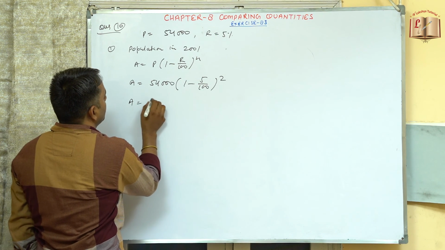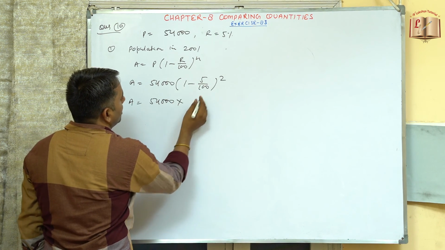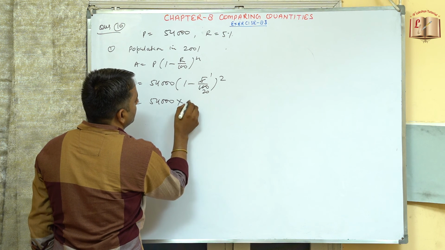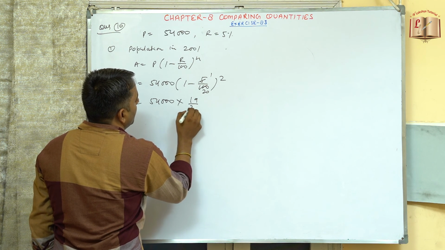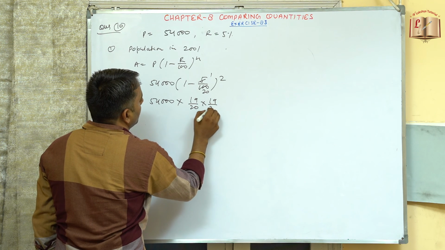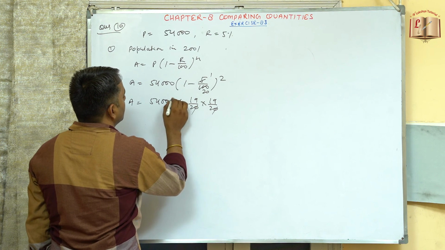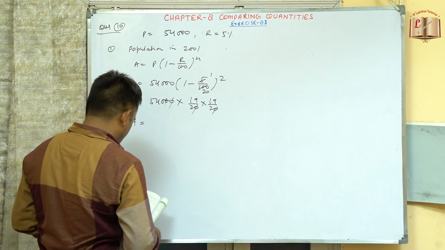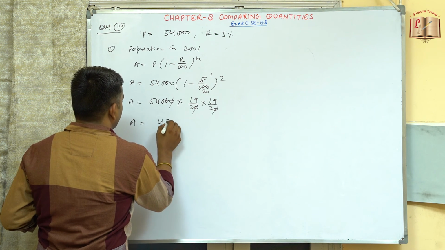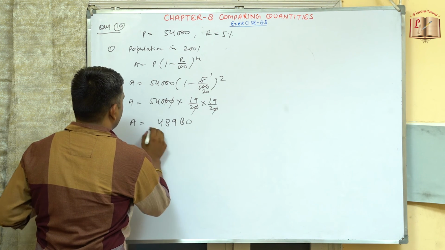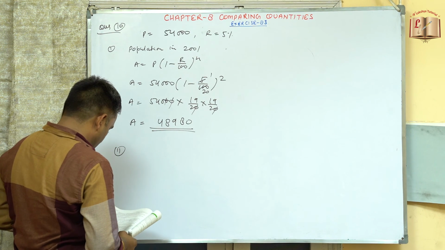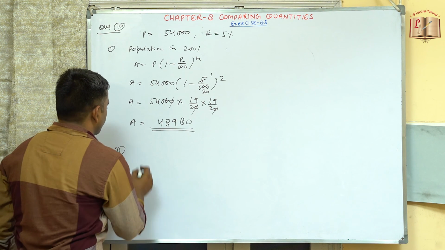Now A will be equals to 54,000 into this is 1, this is 20, so it will be now 19/20 into 19/20, 00 cancelled. So A will be equals to now in this case population will be 48,980. And now coming to the second part, what would be its population in 2005?